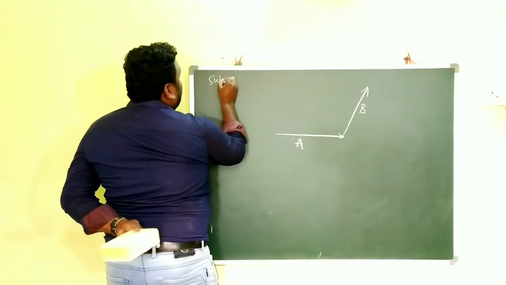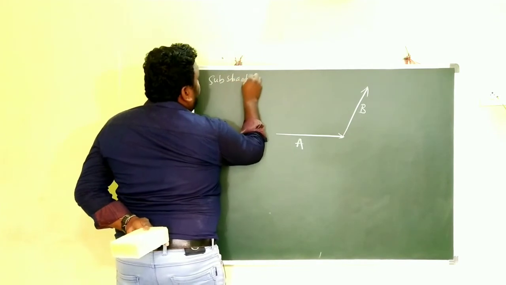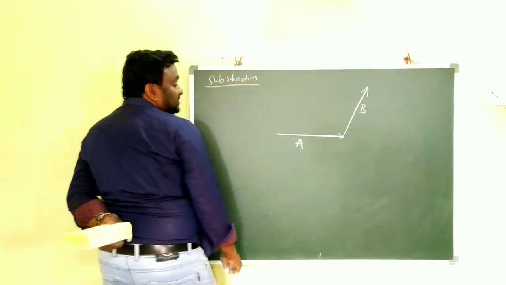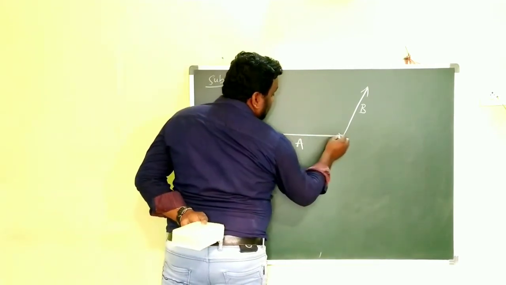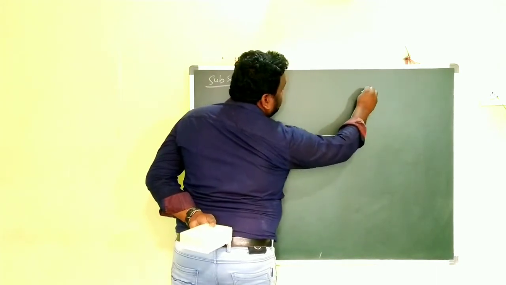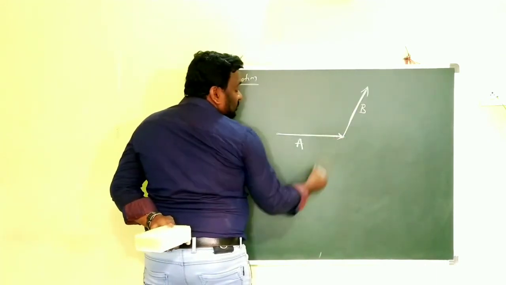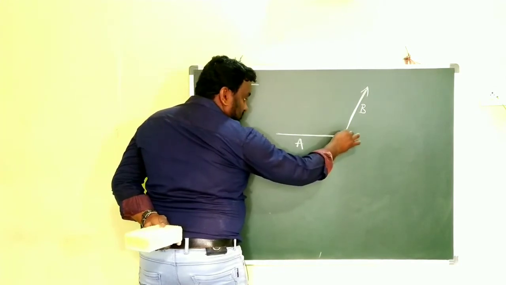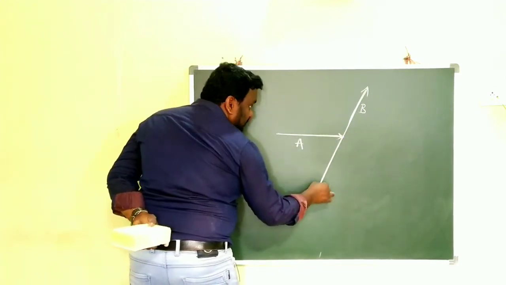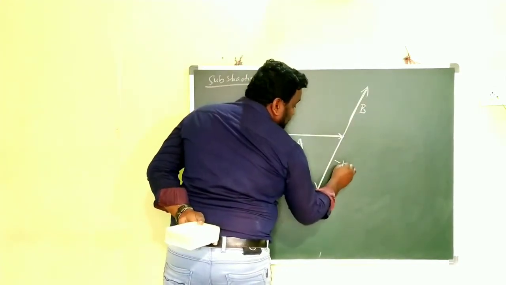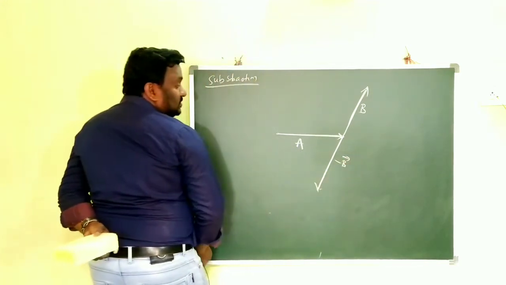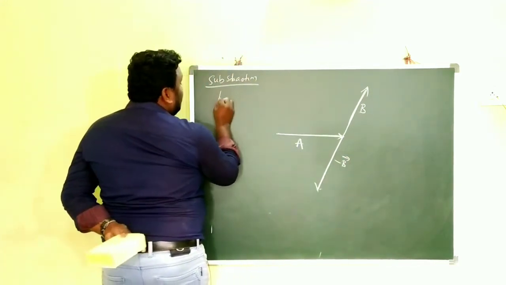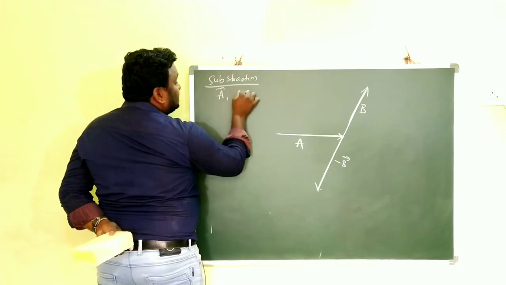Children, subtraction of vectors. How can we subtract them? We just have to watch it. This is vector A and this is vector B. Clear? And now this is B and now it is minus B. Clear? So generally A is there and B is there, children.